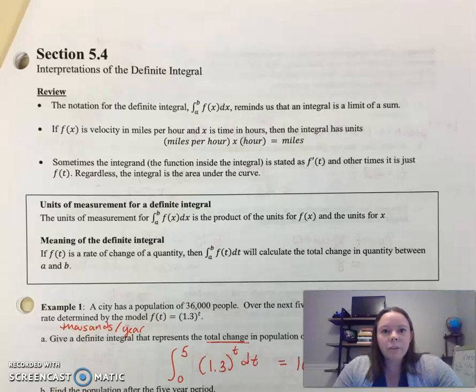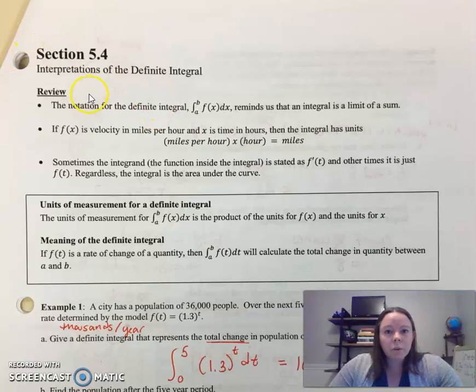Hello, this is section 5.4 for Calc survey, and we're going to be talking about interpretations of the definite integral. So it's an application section, awesome practice, and it's a great way for you to fully grasp the meaning and the purpose and the usefulness of definite integrals.